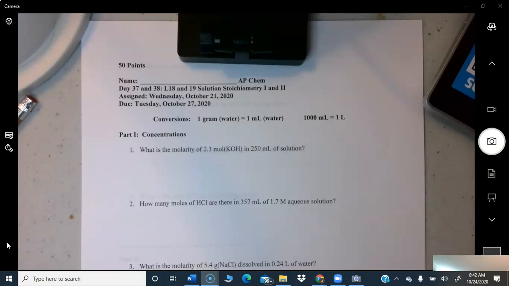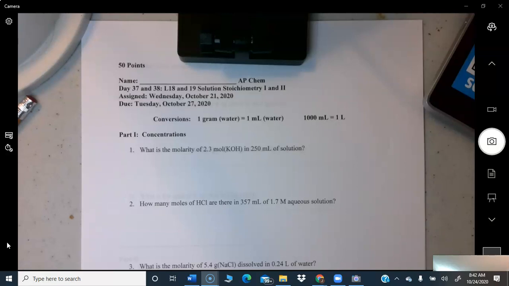AP Chem. This is your day 37, 38. I'm also going to add day 39, which was Friday. So this is going to be worth 3 lessons. It's a long assignment. It's a challenging assignment. So I want you to really study this assignment. You have 3 days to do it. I pushed the due date back to Tuesday.